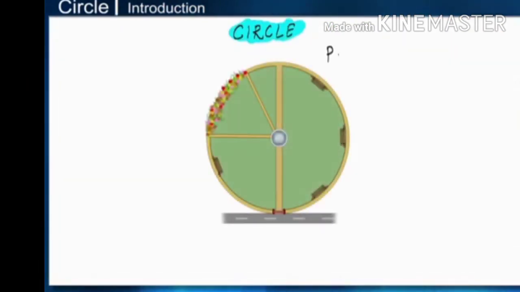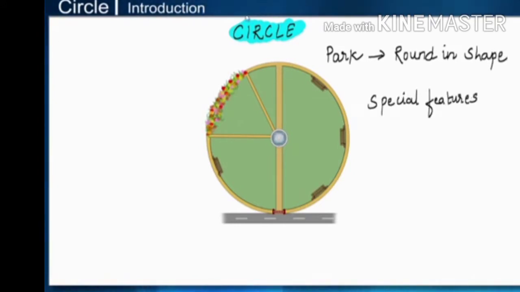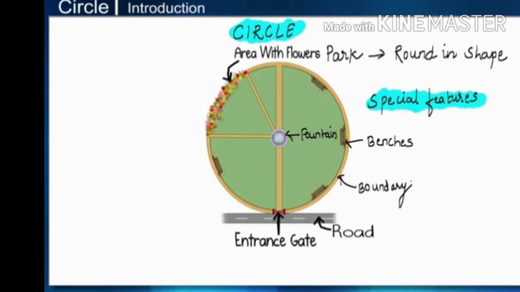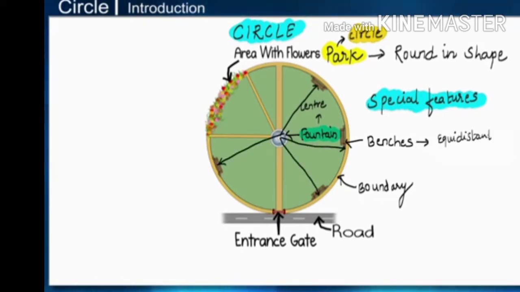Let me take you to a park which is nearby my house, which is also round, and this park has some special features which we will learn throughout this session. Firstly, there is a fountain exactly in the center of the park and benches are put around the boundary of the park. Here, we can see that the park is a circle and the fountain is in the center of the circle and the benches are on the boundary of the park which is equidistant from the fountain.